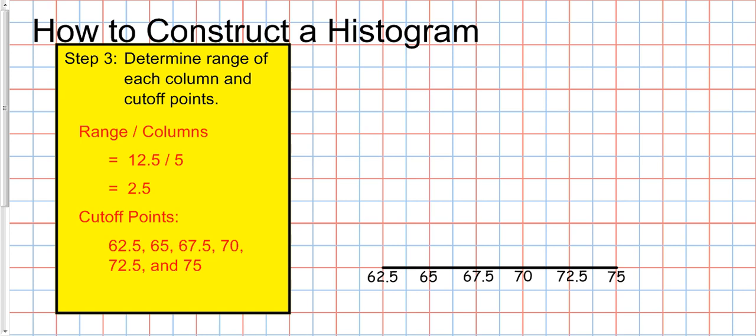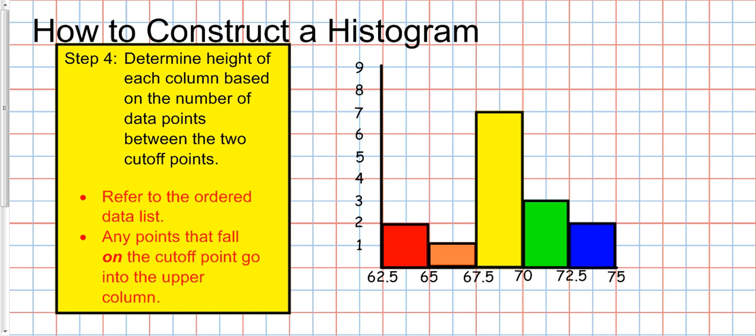In step 4, we're going to put in our bars based on the number of data points that fall in each of those ranges. So for example, from 62.5 to 65, we had 2 numbers in our list that fall between those 2 numbers. From 65 to 67.5, there's only 1 number, etc. Please note that any point that lands exactly on a cutoff point always goes in the upper side. So for example, 67.5 goes into the yellow bar as opposed to the orange bar because it's part of the second set. And then the last thing that we're going to do is describe this.